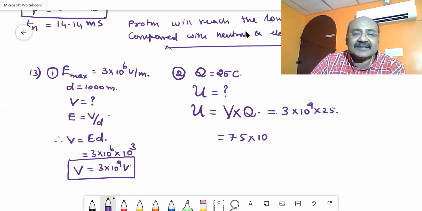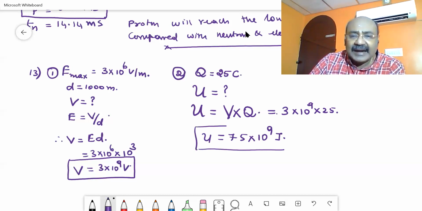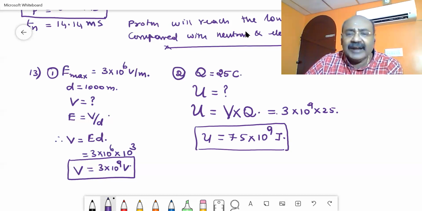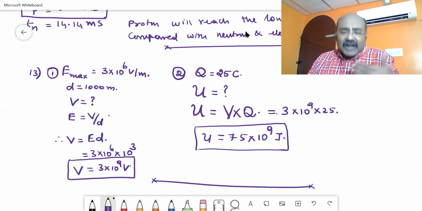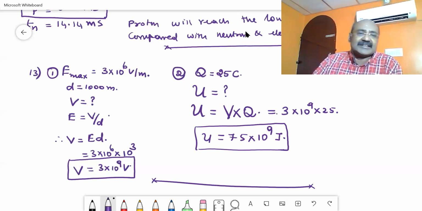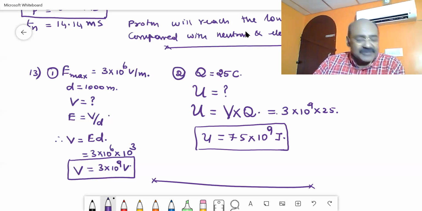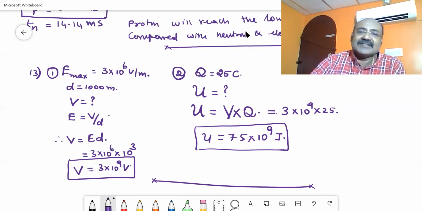This is the answer. This is the potential energy that was required or stored when 25 coulomb of charge is brought from the cloud to the ground. This is the solution for problem number 13. The problem appears to be a bigger problem, but the solution is very simple.